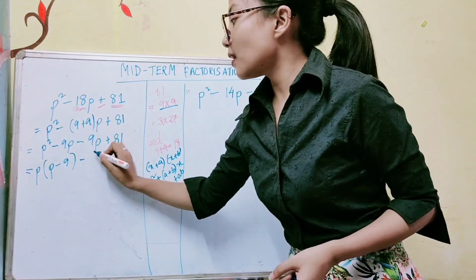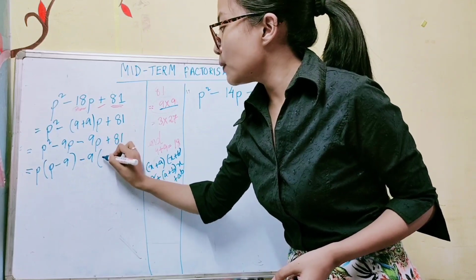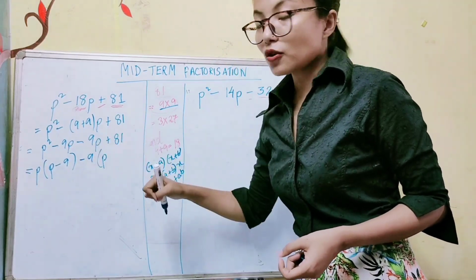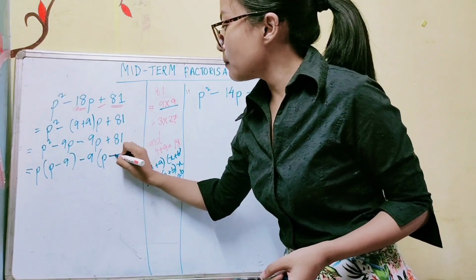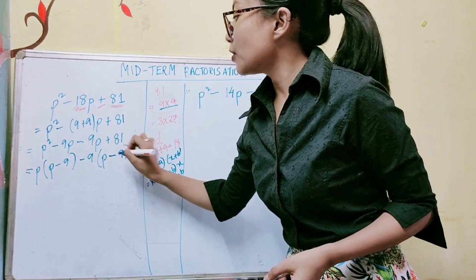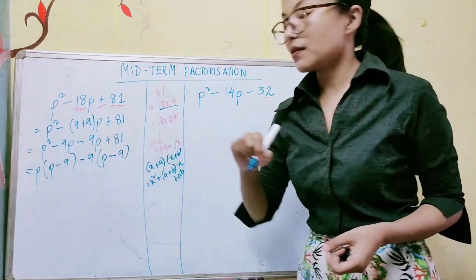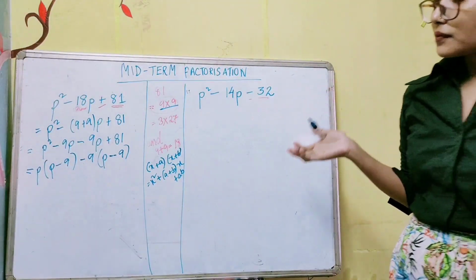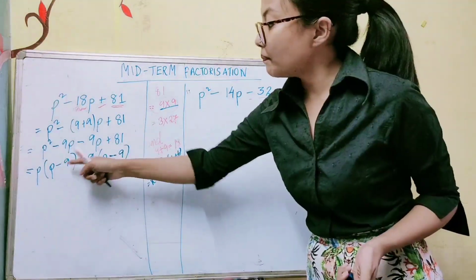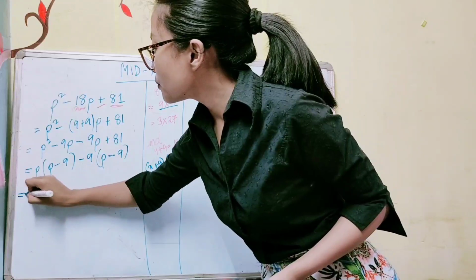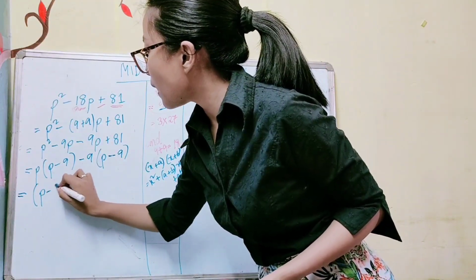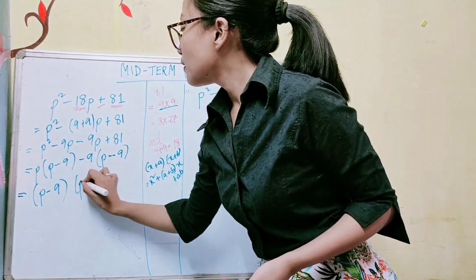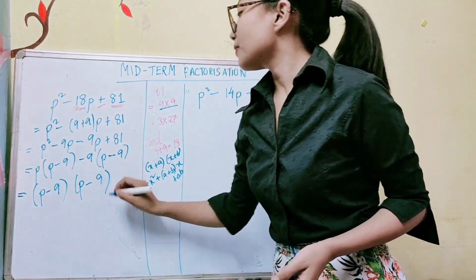So since minus is here, I will take minus 9 common. Then here p will be left, and since I have taken minus common, inside there will be a minus sign, because minus 9 into minus 9 is plus 81. Alright. Now out of this expression, again what is common? p minus 9 is common. So this time you take p minus 9 out, and what is left? p minus 9 is left.